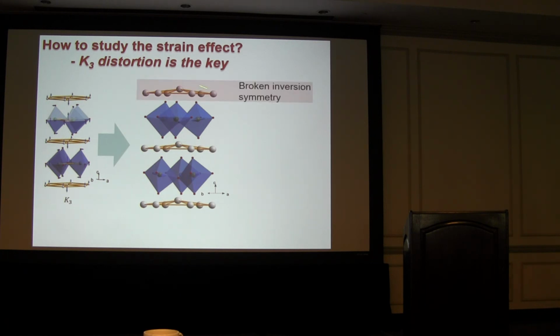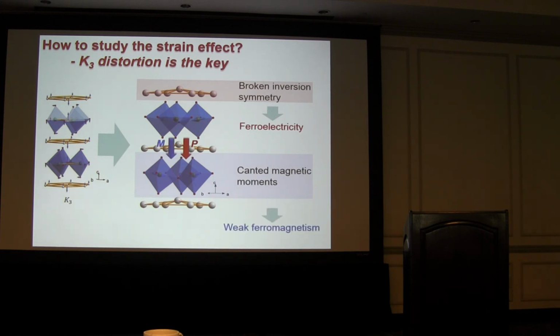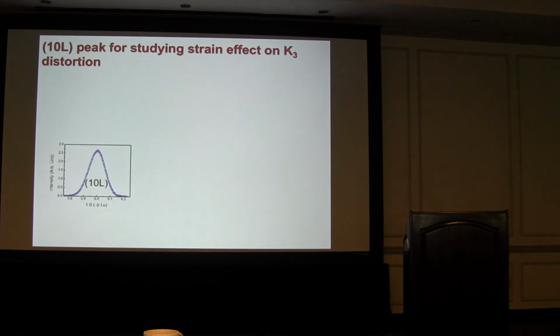For example, this is a broken inversion symmetry that gives you the ferroelectricity, and this rotation gives you a canted magnetic moment that gives you weak ferromagnetism. So really, we should focus our attention on studying this K3 distortion mode. And how do we study this mode? It turns out that's quite simple. All you have to do is choose the correct diffraction peaks and just look at them. And actually, you have both strain information and distortion information in there.